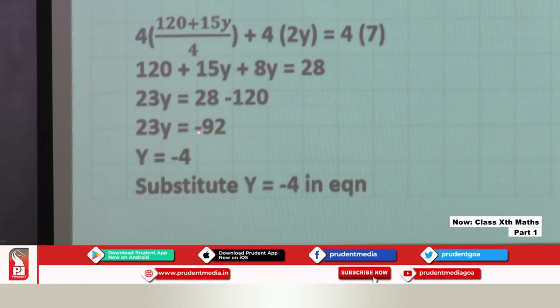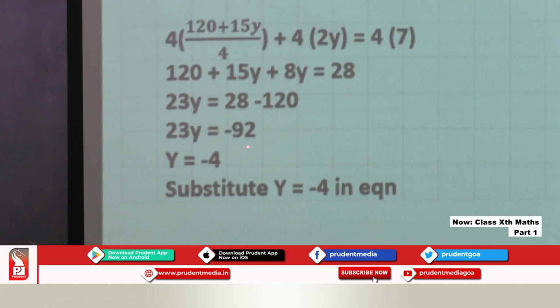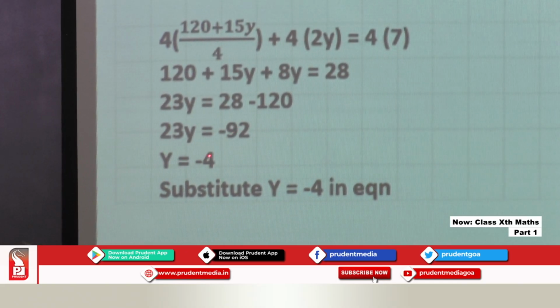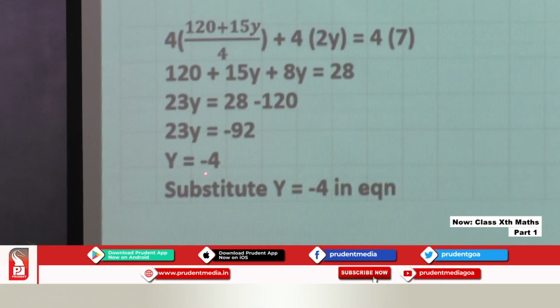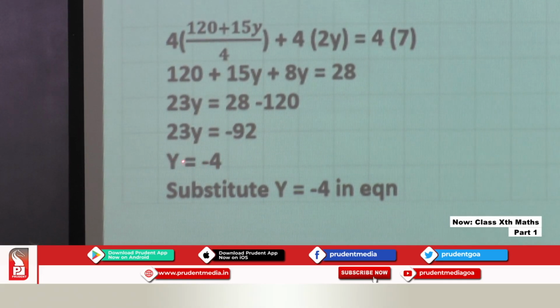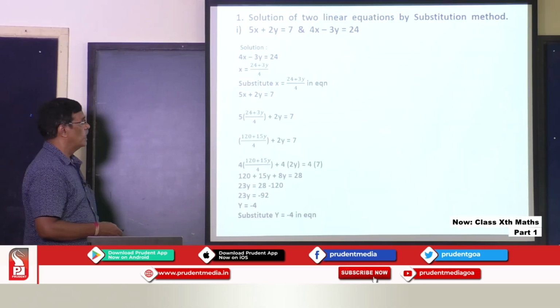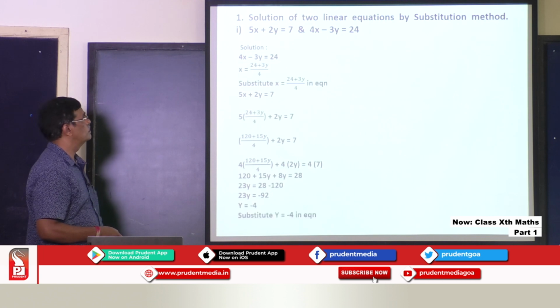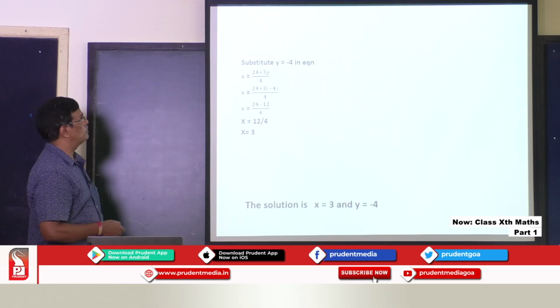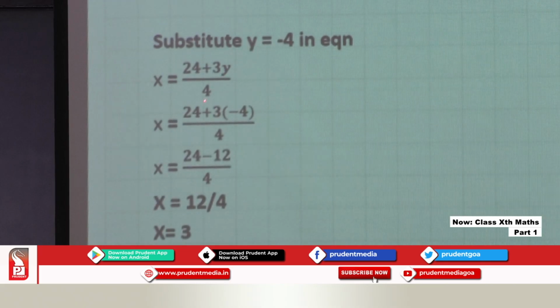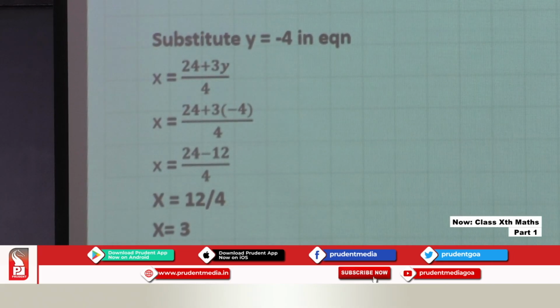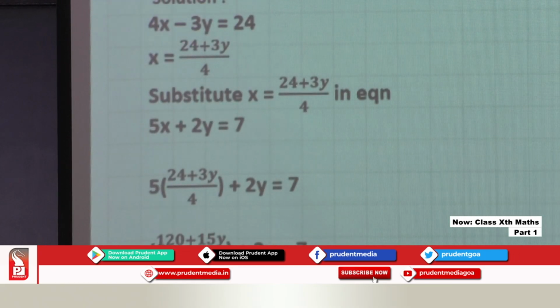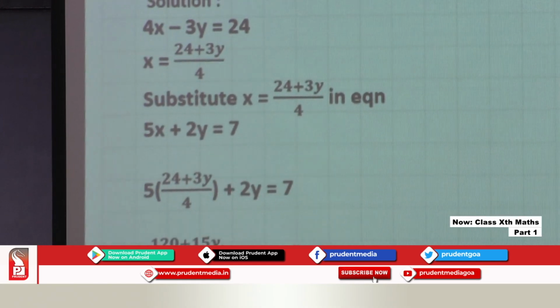So, what I get here is minus 92 upon 23, and 92 divided by 23 is minus 4. Then I got the value of y now. I am substituting this y is equal to minus 4 in the equation. Let me go further here. I have substituted y is equal to minus 4 in the equation, x is equal to 24 plus 3y upon 4.